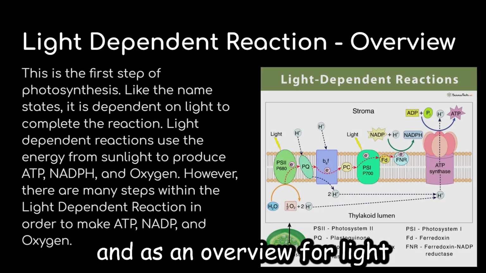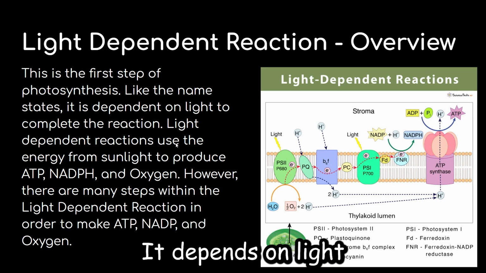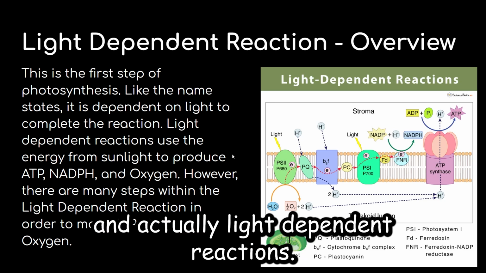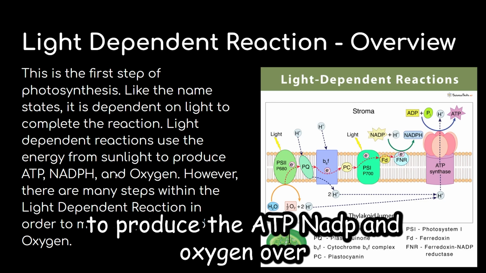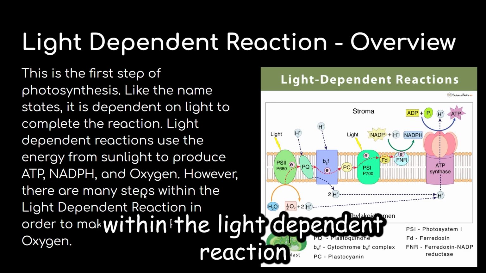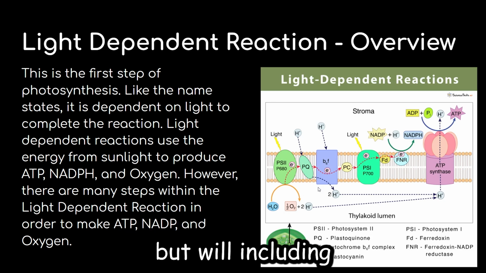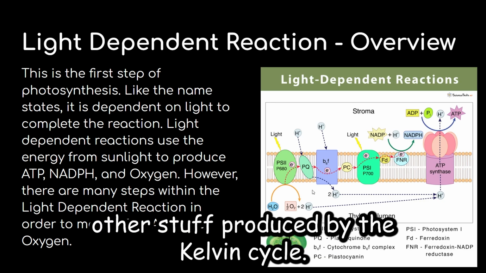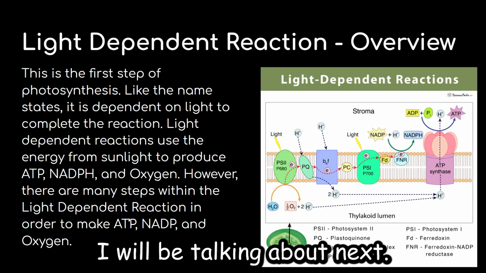And as an overview, light-dependent reactions are the first step of photosynthesis. It depends on light, and actually, light-dependent reactions use the energy from sunlight to produce the ATP, NADPH, and oxygen. However, there are many steps within the light-dependent reaction that will not only include light and water, but will also include other stuff produced by the Calvin cycle. So there are a lot more steps that I will be talking about next.